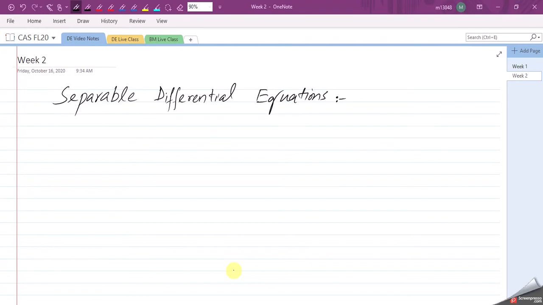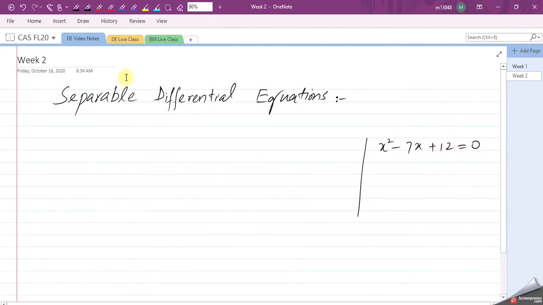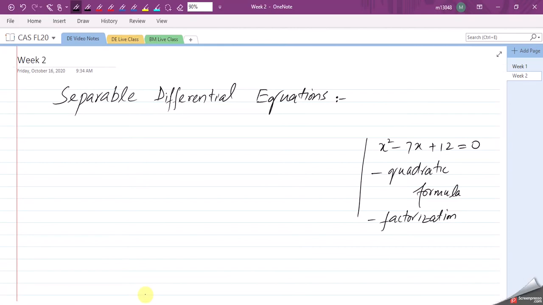Our today's topic is separable differential equations. Just like algebraic equations, for example, x squared minus 7x plus 12 equals 0, we can solve this equation by many methods. One can be the quadratic formula, can be factorization, or completing squares. Similarly, some differential equations can be solved with more than one method.